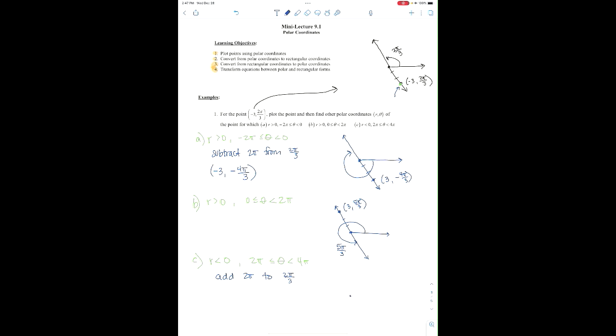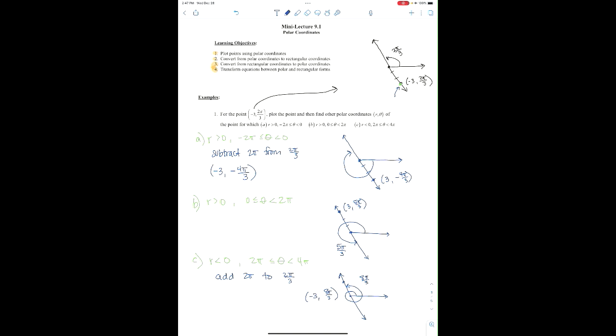So what does that look like? Well, if we start here and we're still looking at this same information, we're going to be going all the way around, which gets us the 2 pi, and then that additional 2 pi over 3. So really this big giant angle altogether is 8 pi over 3. And we don't have to switch anything, we can just stay right there, and our point stays as negative 3 and 8 pi over 3.